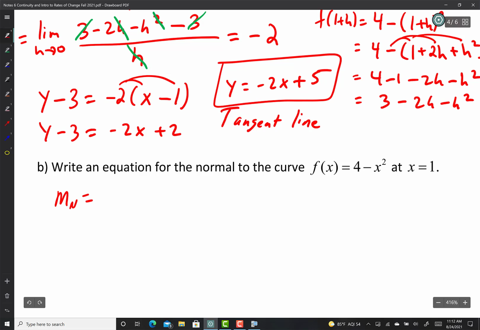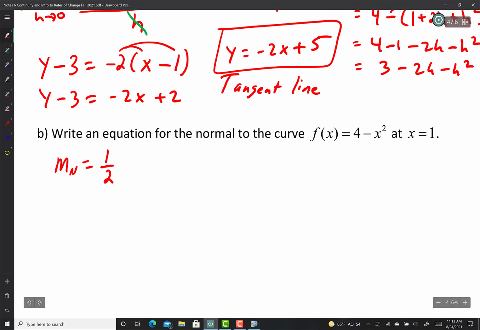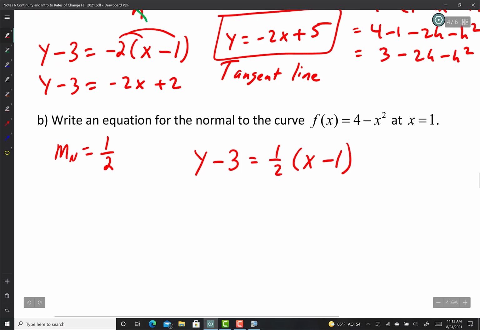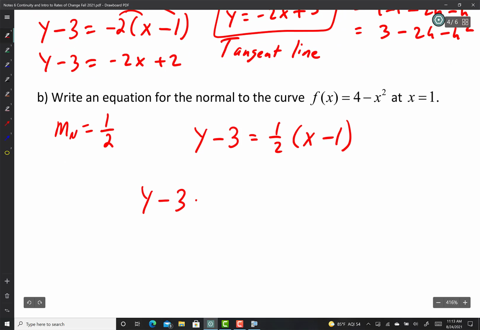So my new slope, the n stands for new. I guess you could also say normal. My new slope has to be 1/2. So here we go. I'm doing the same thing again, guys. y minus 3, I'm just using my same point because the normal crosses that same point, equals 1/2, parenthesis, x minus 1. Is everyone okay so far? Check it out. y minus 3 equals 1/2 x minus 1/2.